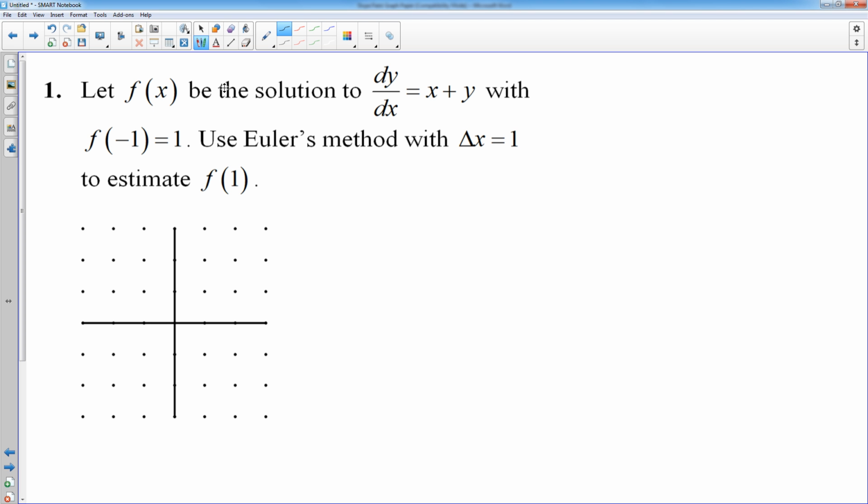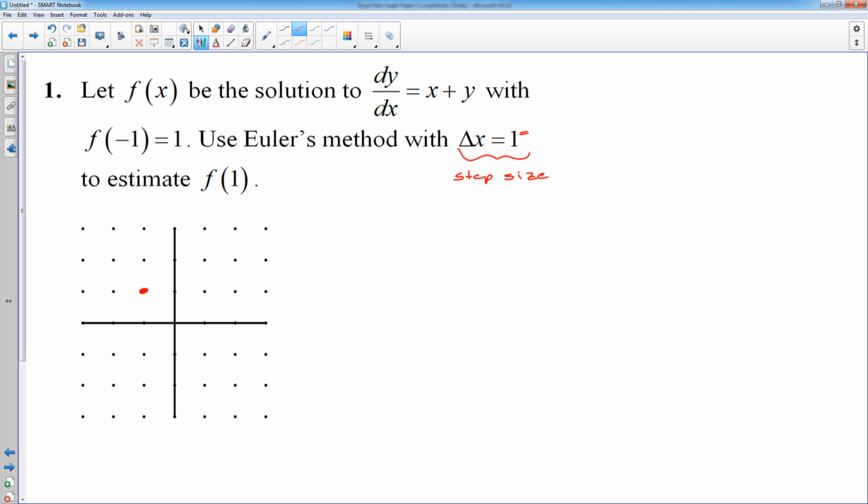For this one and this one only, we're actually going to look at the graph and think in terms of slope fields. I've given you a differential equation, dy dx is x plus y. I've given you an initial condition, so I'm starting at the point negative 1, 1. There's where my function begins. And I want you to use a delta x of 1, that is also sometimes referred to as the step size. Some books call it h.